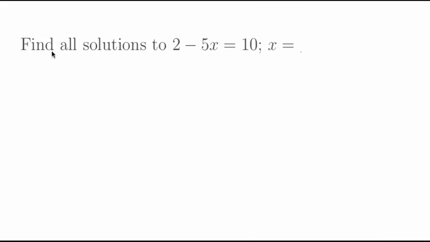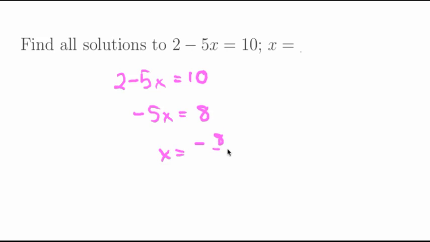Okay, now moving on to this one, find all solutions to 2 minus 5x equals 10. So let's just rewrite this equation, 2 minus 5x equals 10. Now I'm going to subtract 2 from both sides. That gives me an 8 over here, and no 2 over here. And now I'm just simply going to divide off my negative 5. x equals negative 8 fifths.